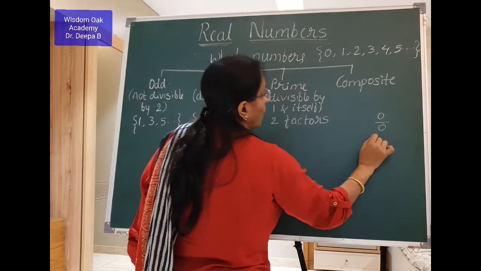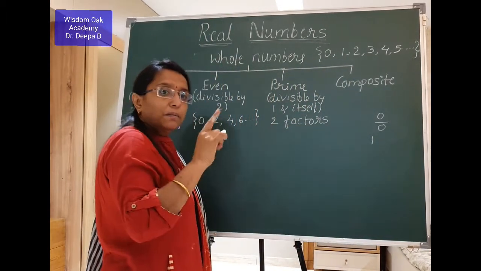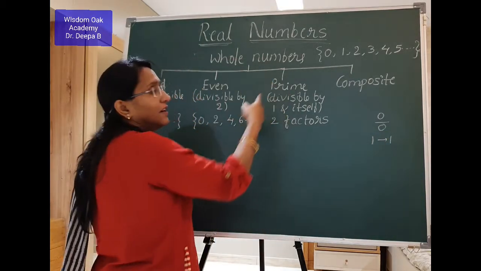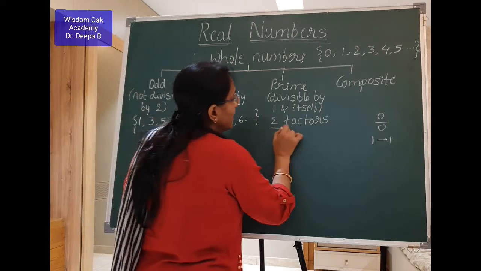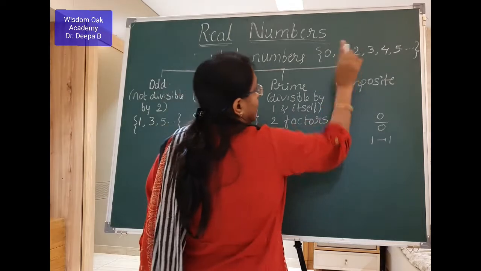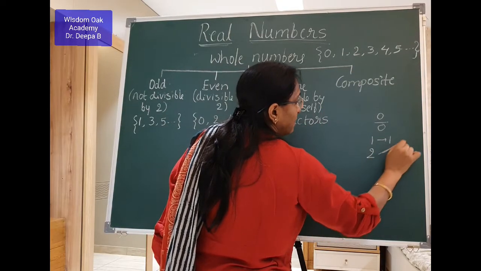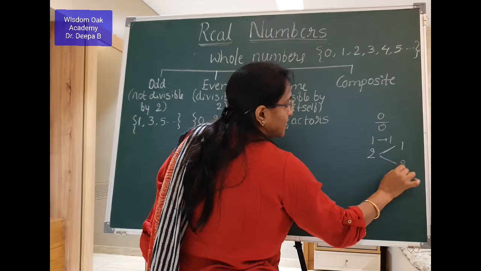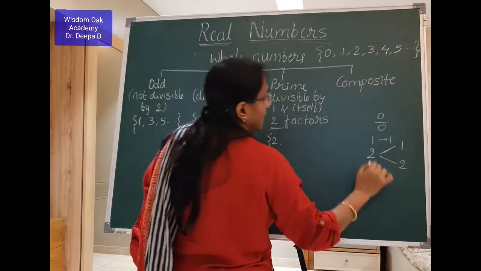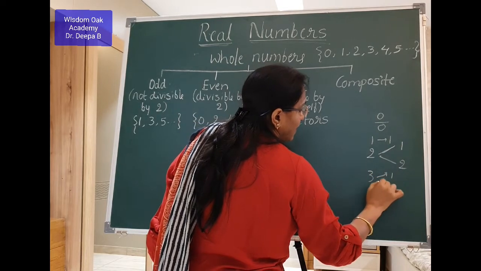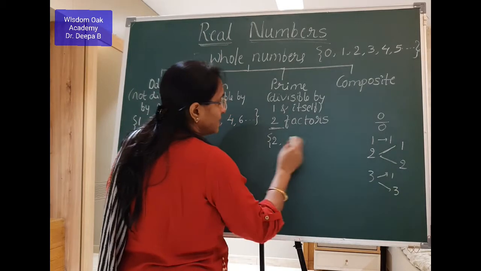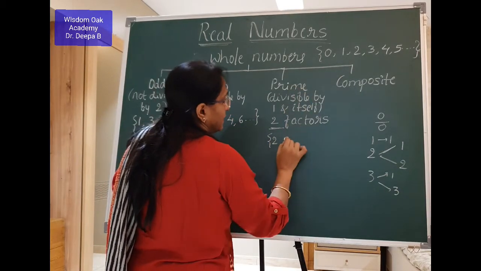Next, come to 1. 1 is divisible by 1, so it has only one factor. So it is not a prime number. Because what is the concept here? It should have 2 factors. So next, 2. 2 is divisible by 1 and that number itself. So 2 is a prime number. Next, 3. 3 is divisible by 1 and by that number itself, meaning it has 2 factors. So 3 is a prime number.